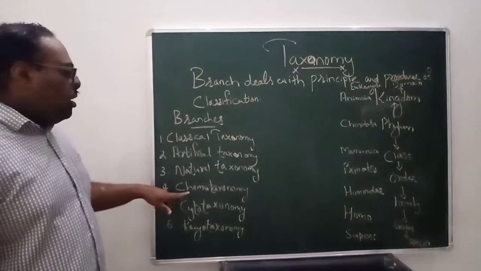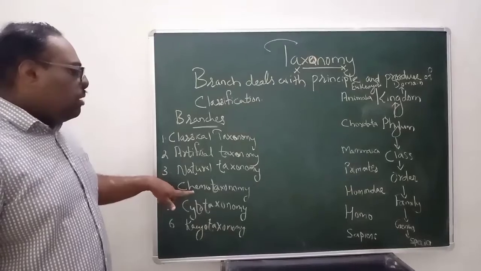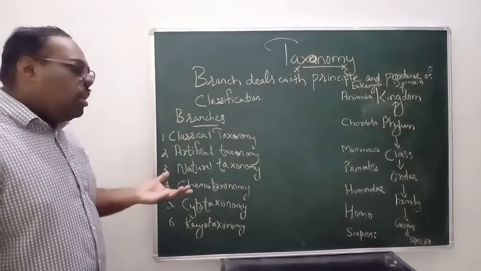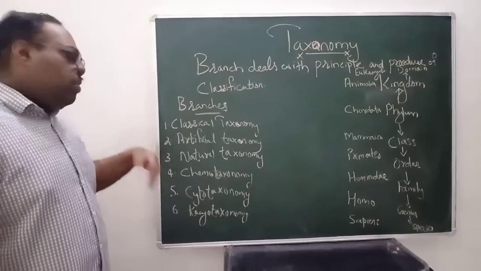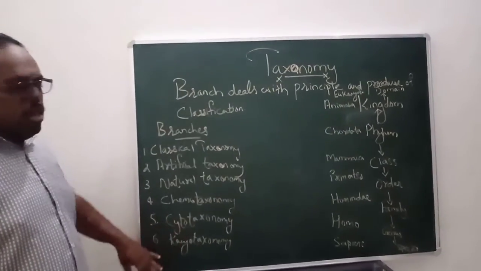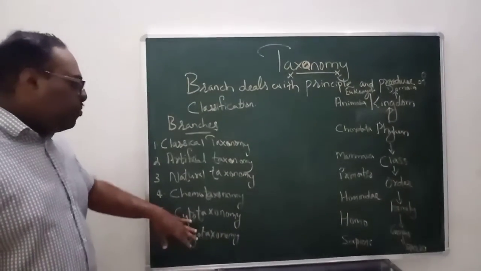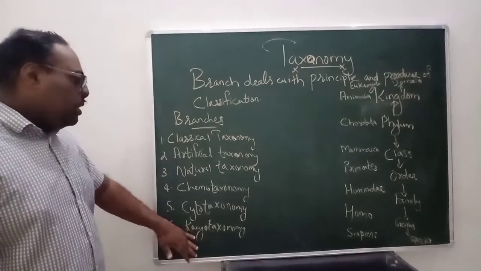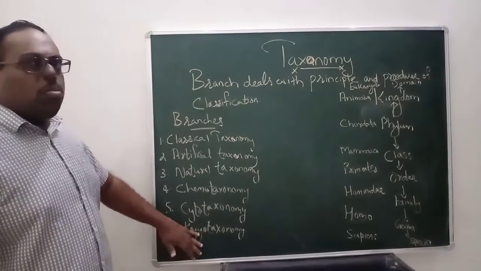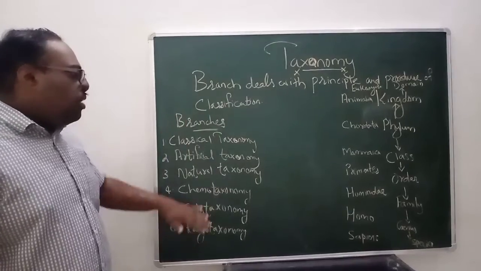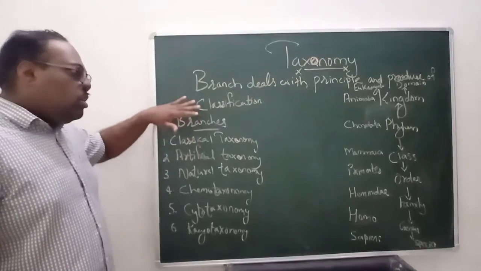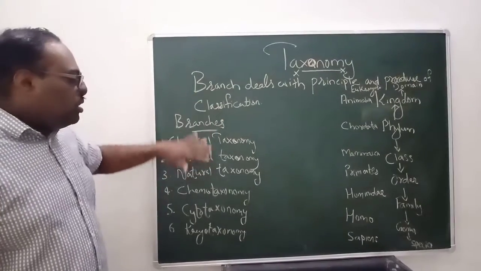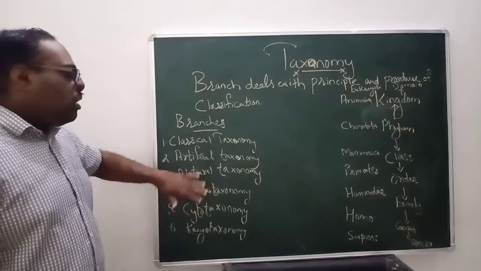And chemotaxonomy means they will study the chemicals. That means if this plant is producing a chemical and another plant is producing that same chemical, they will put them in the same group. In cytotaxonomy, they will study the cell. And in karyotaxonomy, they will study the genetic material present inside, especially the chromosome numbers and how they are arranged. These are the main branches of taxonomy that they use to arrange the organisms.